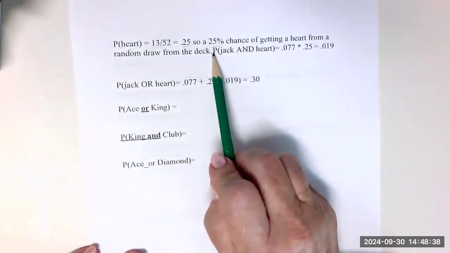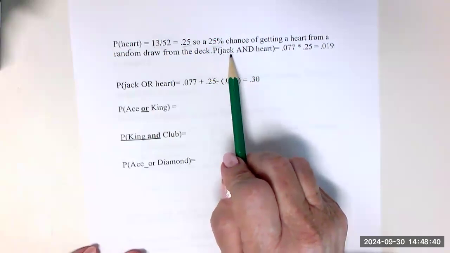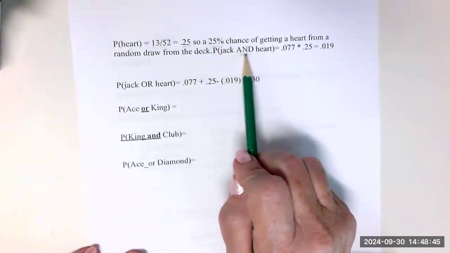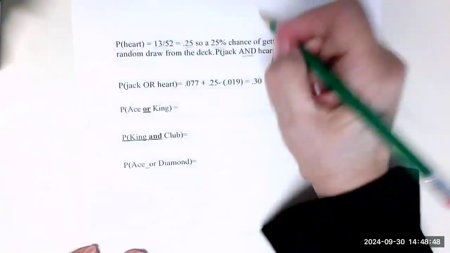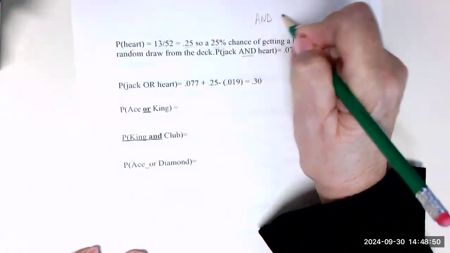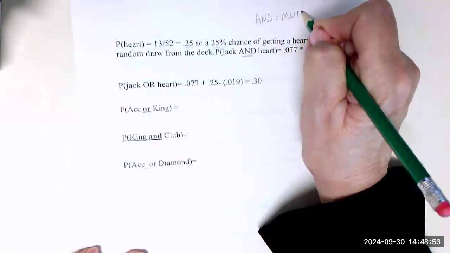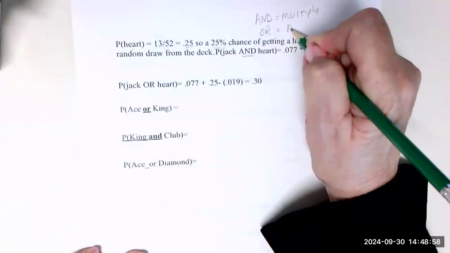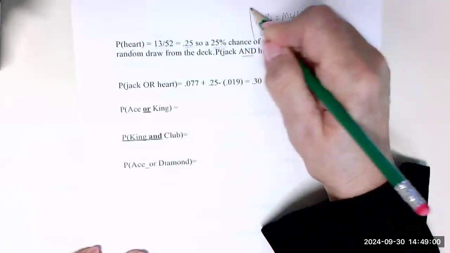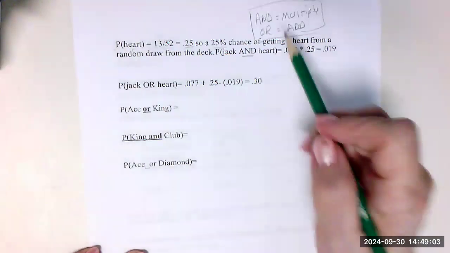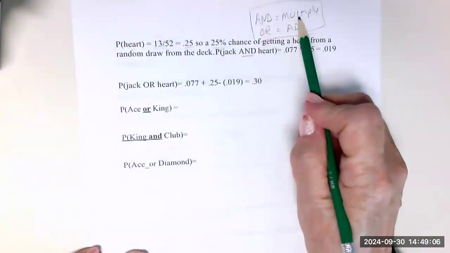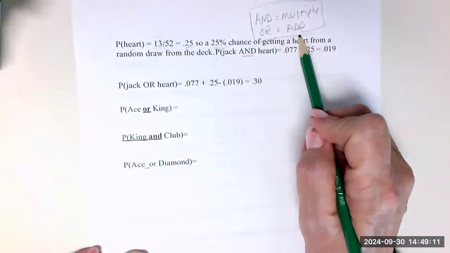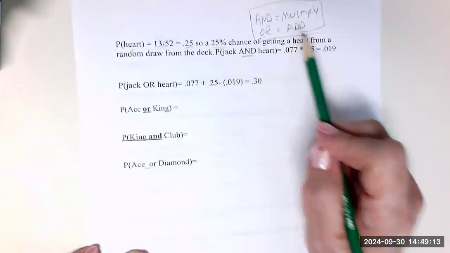Now here it says, what's the probability of getting a jack and a heart? So again, we look at this, and means to multiply. I'm going to write that once again. If you see and in a probability, it means to multiply. If you see or, it means to add. This is where people always mess up, because when we see and, we want to add, but in probability, we multiply. And when we see or, we want to multiply, but in probability, we do addition. So just always remember that.